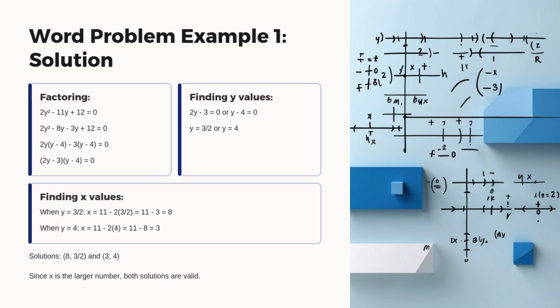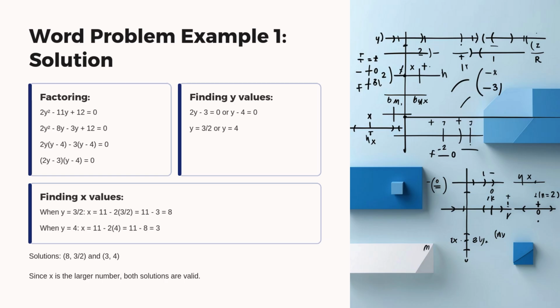Now factor in pairs. From the first two terms, take out 2y to get 2y multiplied by (y minus 4). From the last two terms, take out negative 3 to get negative 3 multiplied by (y minus 4). This is derived by grouping terms to make a common factor visible.